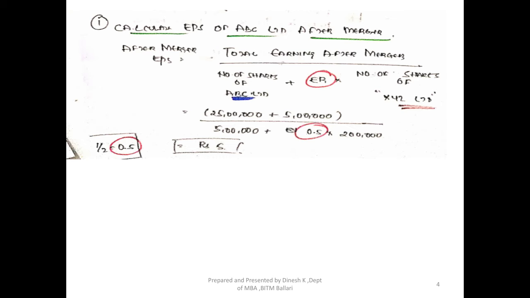As we have calculated here, the number of shares of acquiring company is 5 lakhs plus exchange ratio, which is given in the question as 0.5. That is, for every one share it is 0.5, for every two shares it is 1, right? So we are taking for every one share, that is 0.5, multiplied by number of shares of a target company, that is 2 lakhs. Here the after merger EPS comes out to be 5.